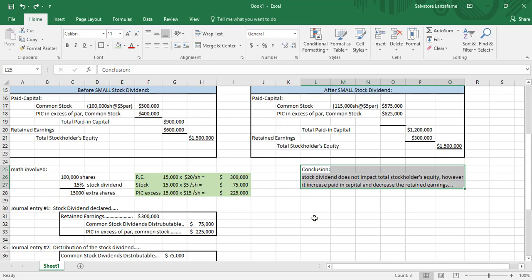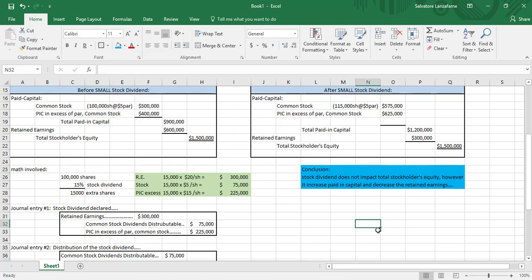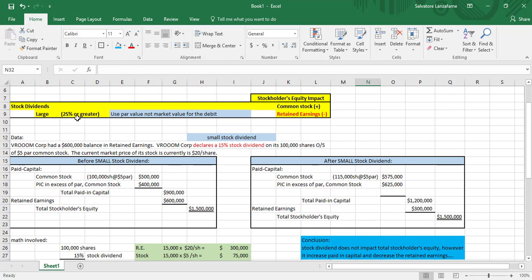Let's now take a look at what happens if we have a large stock dividend. Now, a large stock dividend, if you remember from up here, is 25% or greater. We still have common stock going up and retained earnings going down. So we will see yet again our total stockholders' equity not changing, but the components within will change.